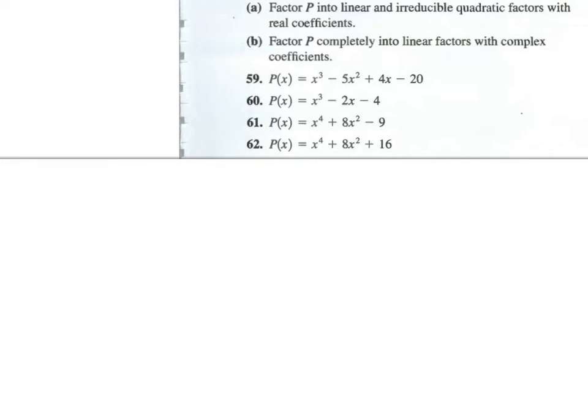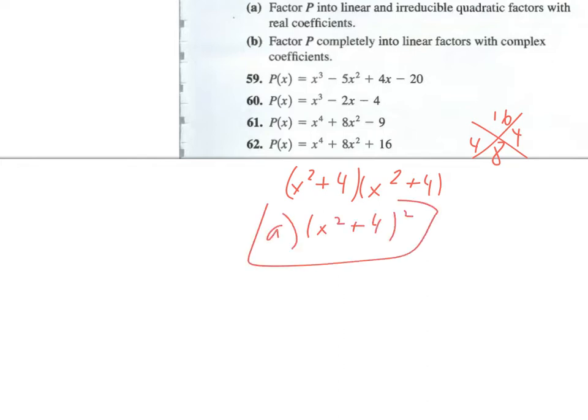All right, number 62 here, I think on this one we can actually do an X-box with 16 and 8, which would just be 4 and 4. So I would write this as x squared plus 4 times x squared plus 4, which we could actually write as just x squared plus 4, squared, since it's the same thing. And I'd say that's my answer for part A, using real numbers. But now for part B, using the imaginary numbers, I can now break this apart. You can do it a couple different ways.